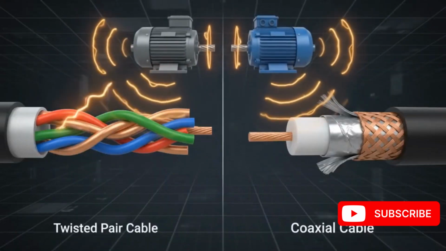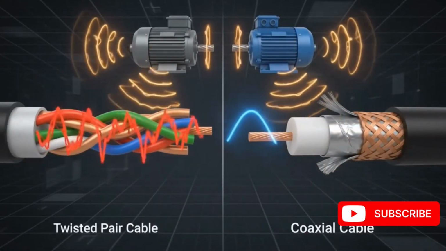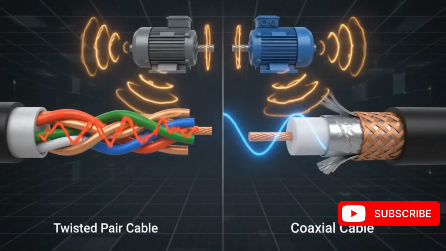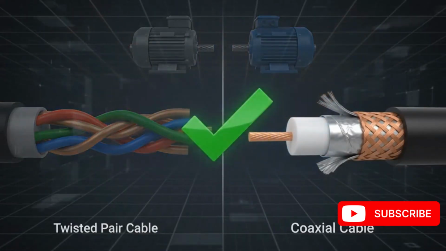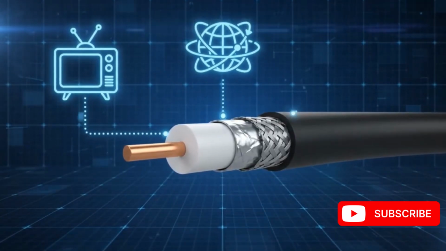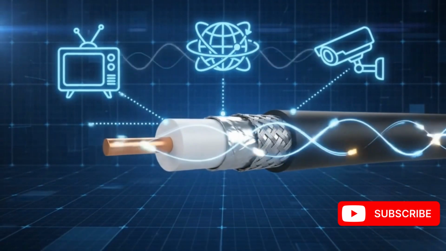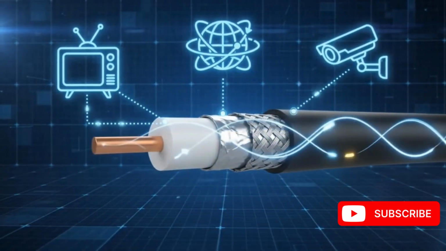Unlike twisted pair cable, coaxial cable has a complete metal shield surrounding the signal. This shield blocks most external noise, making communication more stable and reliable. Because of its excellent shielding, coaxial cable is widely used in cable television, broadband internet, and CCTV surveillance systems.